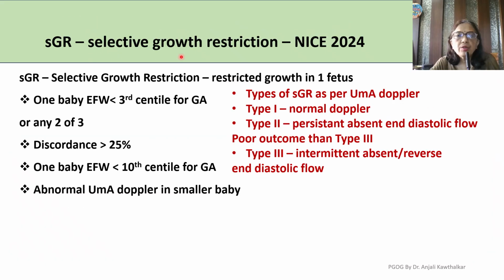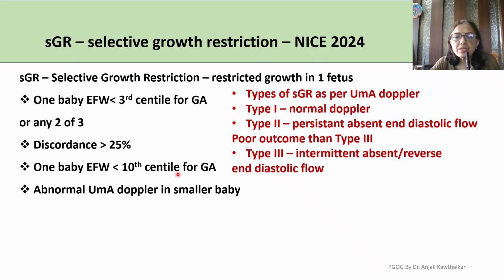Now, another terminology which is given in the NICE 2024 update is selective growth restriction. Selective growth restriction is where there is a restricted growth of only one fetus. It is diagnosed when one baby is having estimated fetal weight less than third centile for gestational age, or any two of the three: discordance greater than 25%, one baby estimated fetal weight less than 10th centile for gestational age, or abnormal umbilical artery Doppler in the smaller baby.